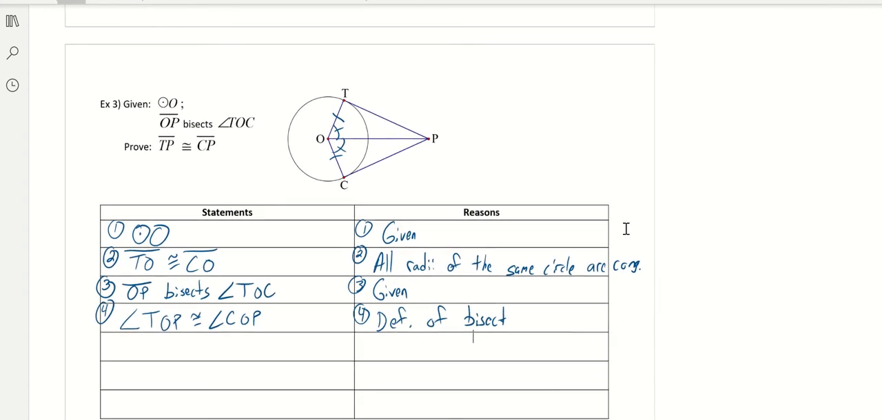Okay. Remember the game plan. We're trying to show these two triangles are congruent. Then we're going to use CPCTC to show that TP is congruent to CP. A lot of C's and T's and P's in this. All right, let's keep going.